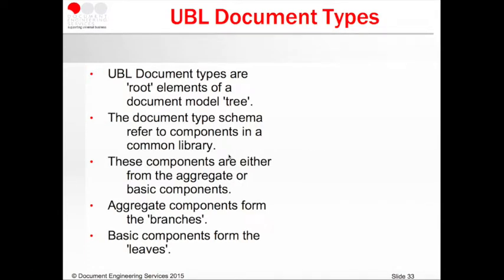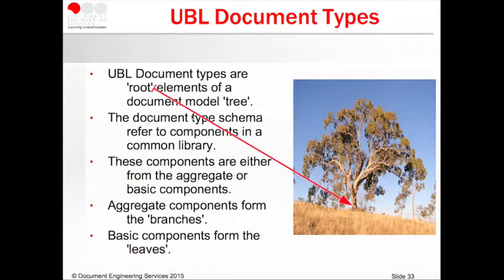First thing to look at is what is a document structure. In UBL, document structures are aggregates. They are composites of other elements. A UBL document type is really the root of what's called the document tree.